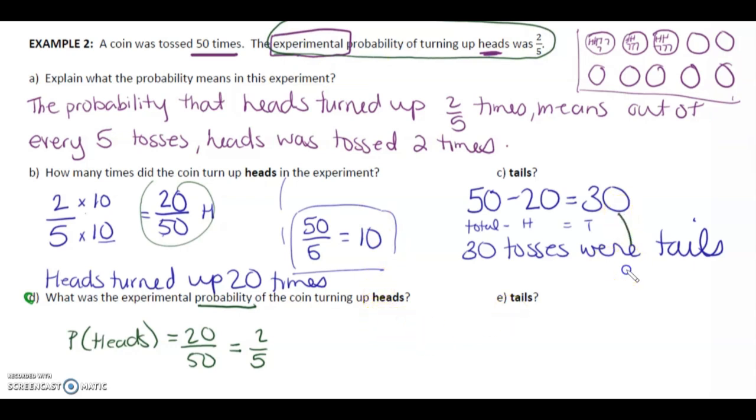Okay, and now if we consider tails, well, the probability of tails is going to be the 30 out of the 50, which is 3 out of 5. Okay, and all I did to get 3 out of 5 was divide the numerator and the denominator by 10.